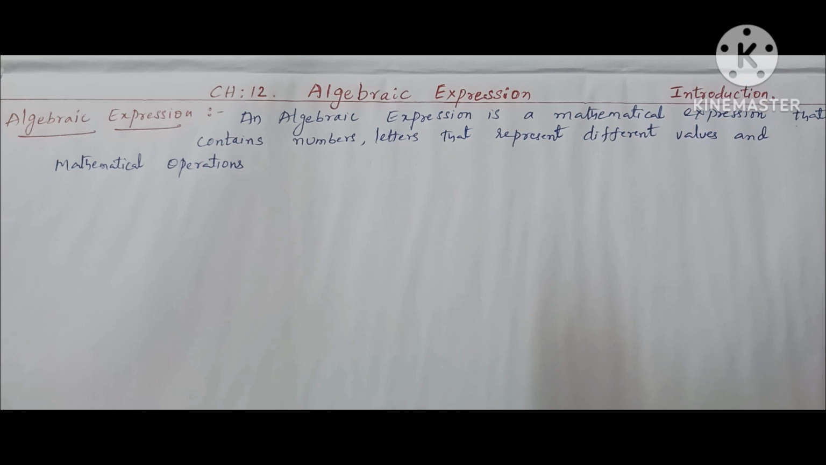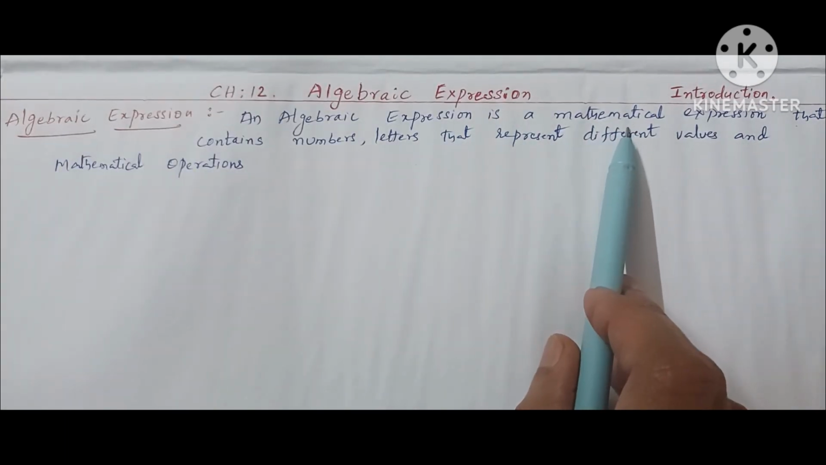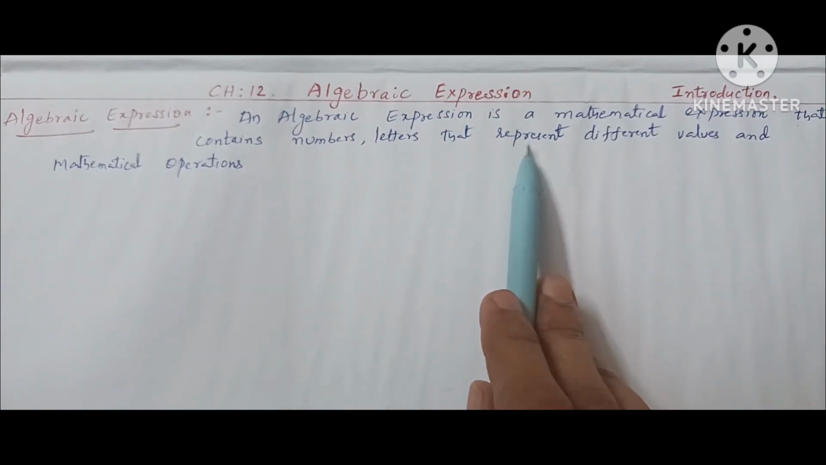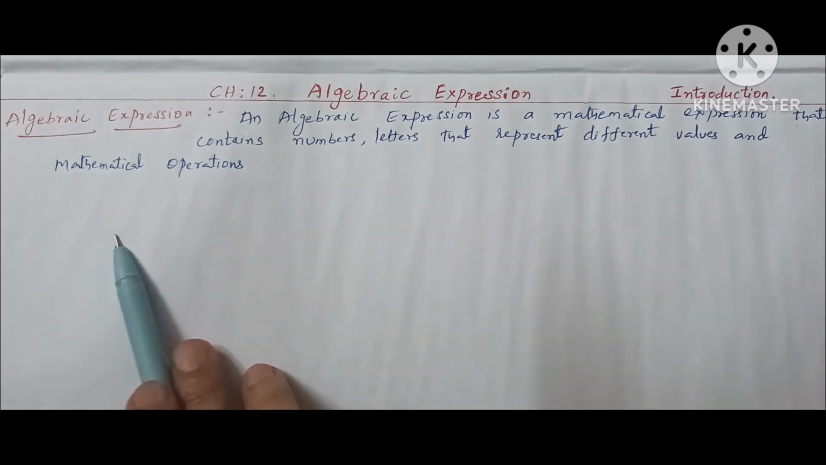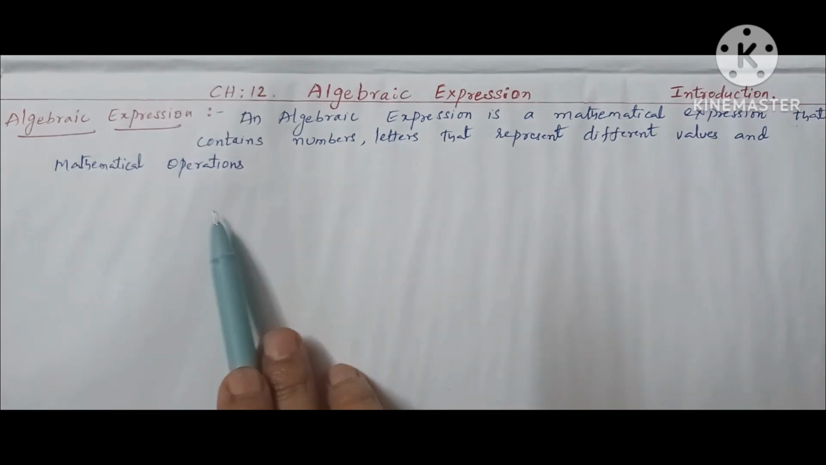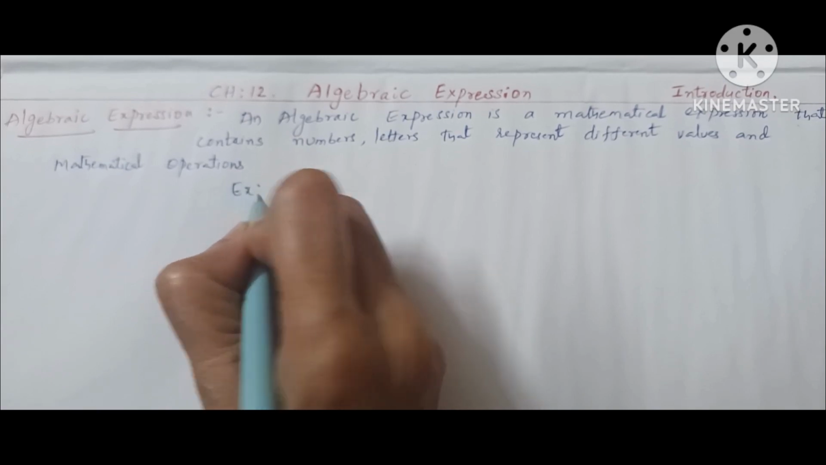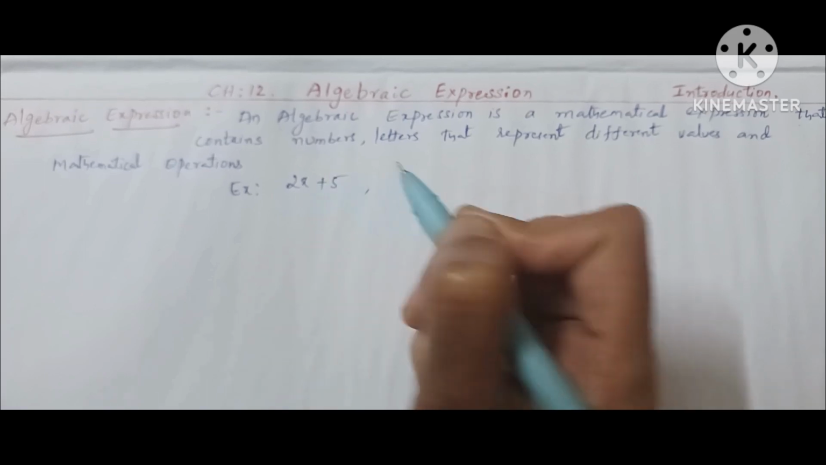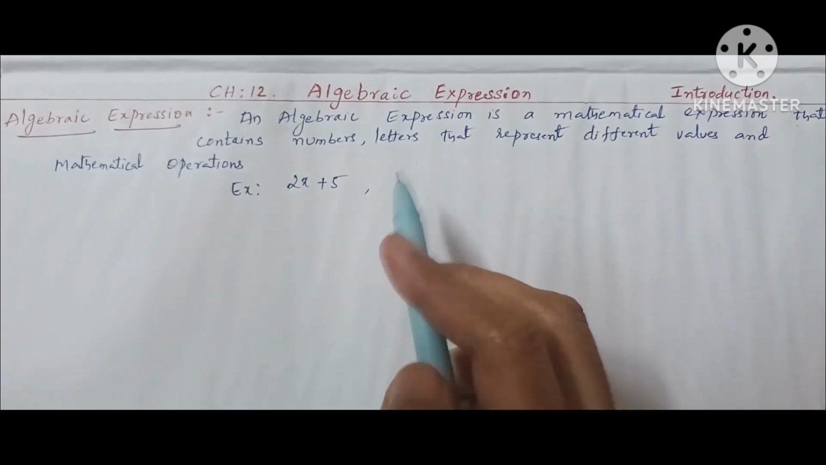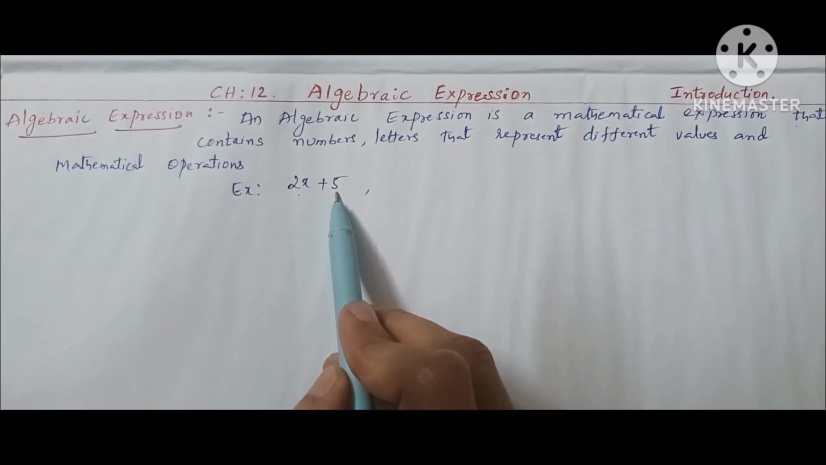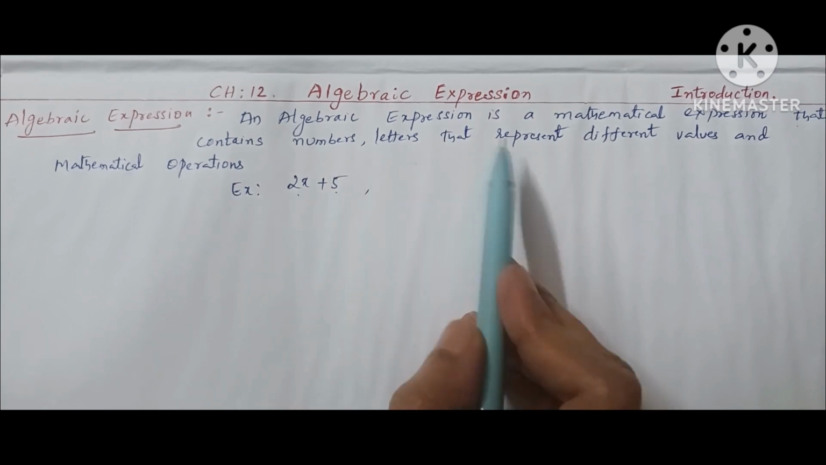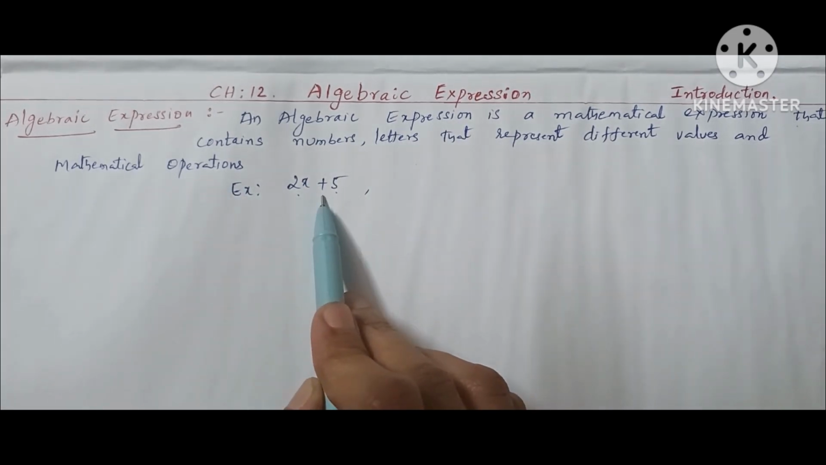Algebraic expression. An algebraic expression is a mathematical expression that contains numbers, letters that represent different values, and mathematical operations. We will see a small example for this. Example: 2x + 5 is one example. In this expression, it contains the number 2, the letter x, and a mathematical operation, that is plus.